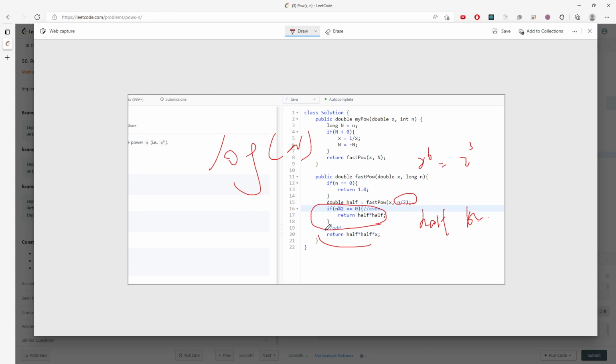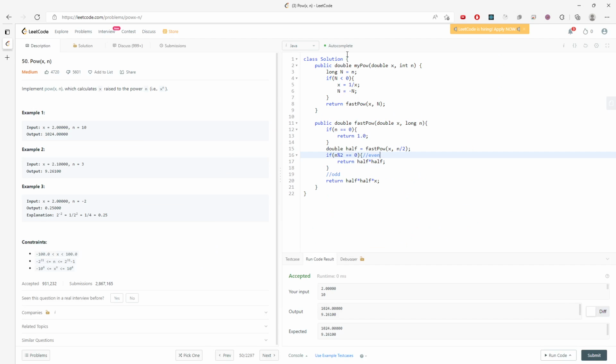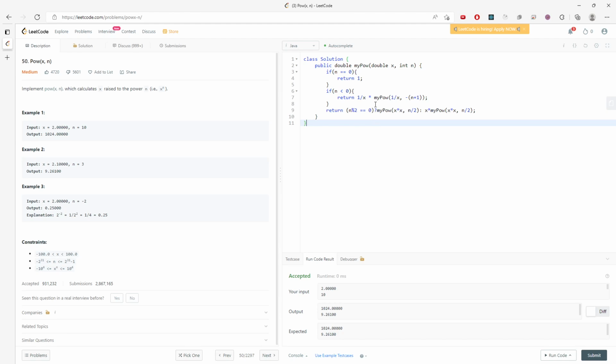is going to be what? Just based on the exponent is even, then we will just half times half. If this is odd, half times half times the base number. So this is a solution. So a little bit quite hard understanding, but whatever. So this is supposed to be really pure math. But if you want to just do more fancy, so this is the more fancy one.